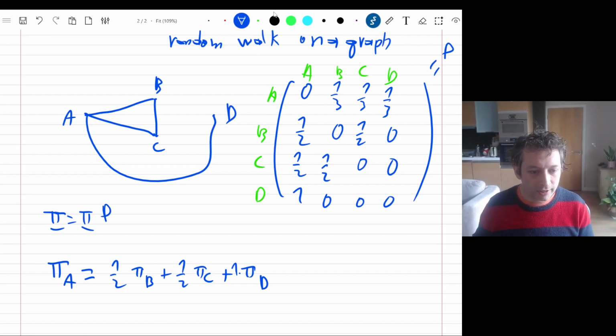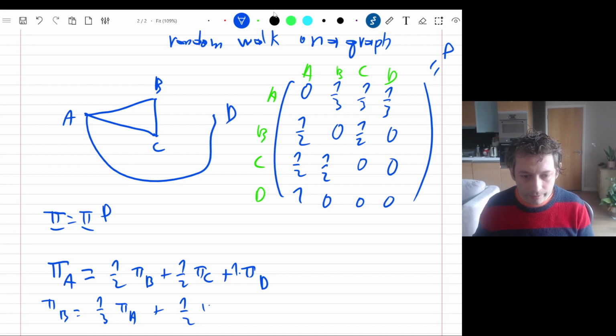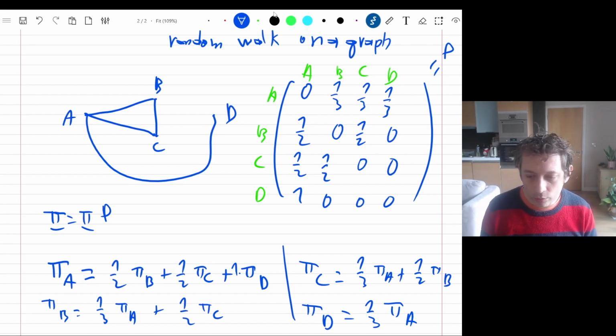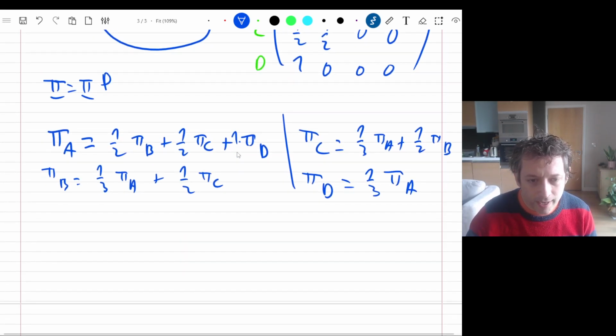Keep writing your equations. You can see I'm going to run out of space, but pi B is 1/3 of pi A plus half of pi C. Let's just write them on the side. Pi C is 1/3 of pi A plus half of pi B, and pi D is 1/3 of pi A. So that's the 4 equilibrium equations, and we can solve these. It's not too bad, so let's go.